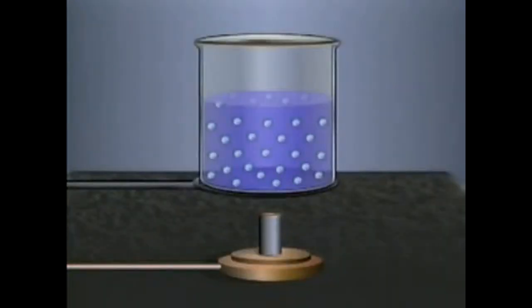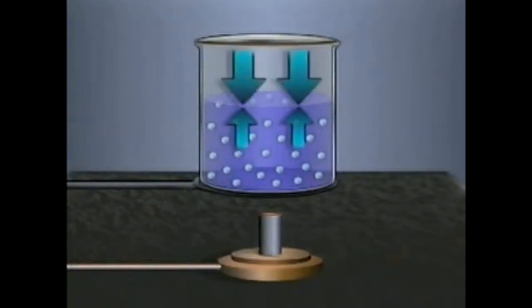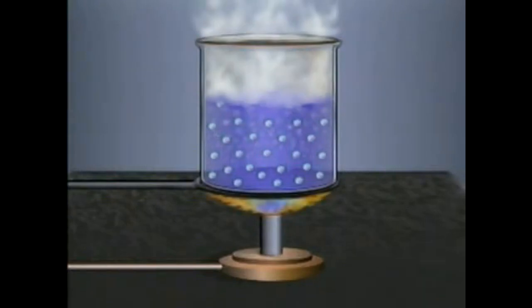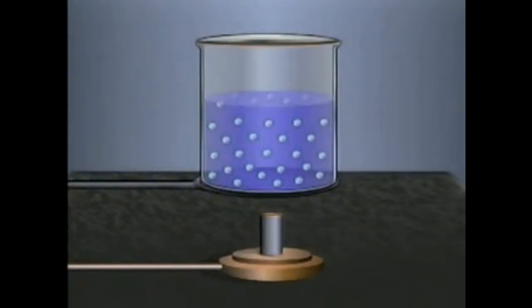We'll use this open container of liquid to understand the relationship between vapor pressure and external pressure. With the container open, the liquid is exposed to atmospheric pressure. In order for vaporization to occur, the vapor pressure must overcome the external pressure that's acting on the surface of the liquid. One way to cause vaporization to occur is to increase the vapor pressure by heating the liquid to its boiling point. Another way is to decrease the external pressure.